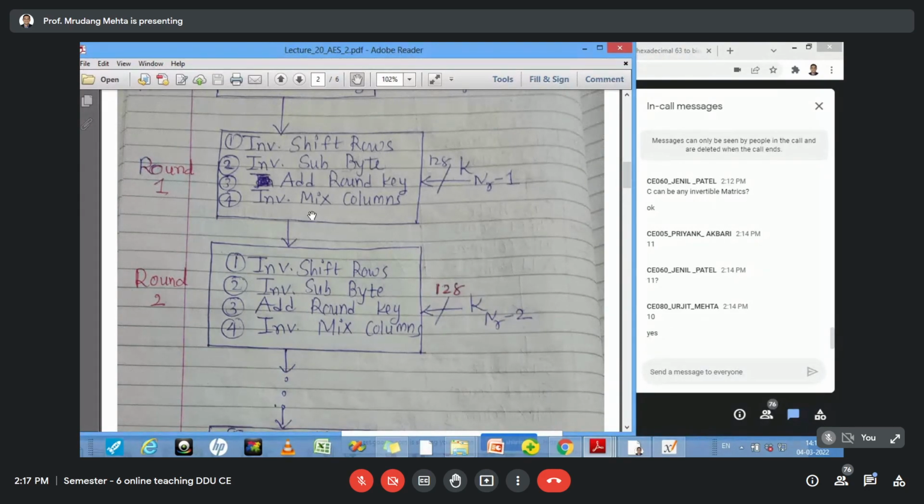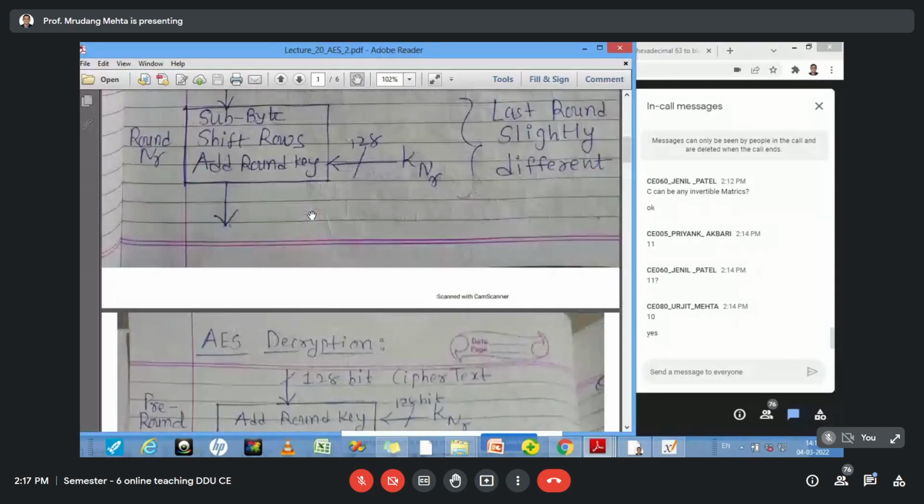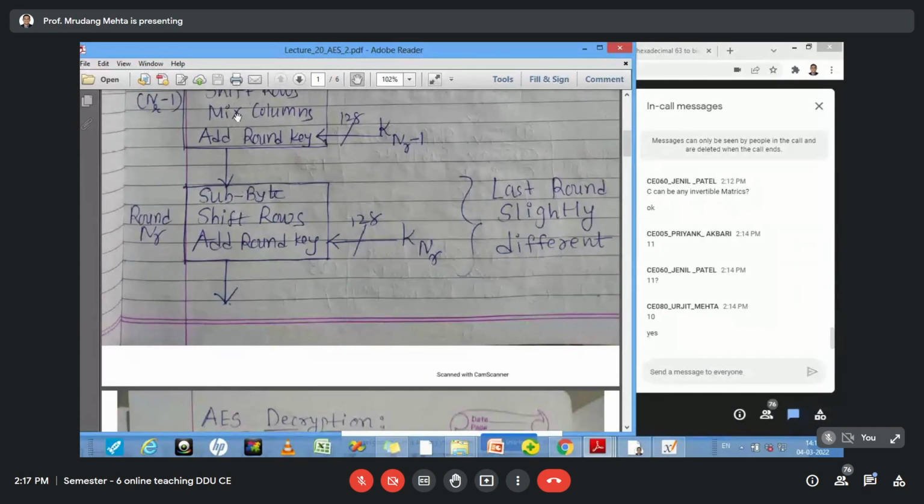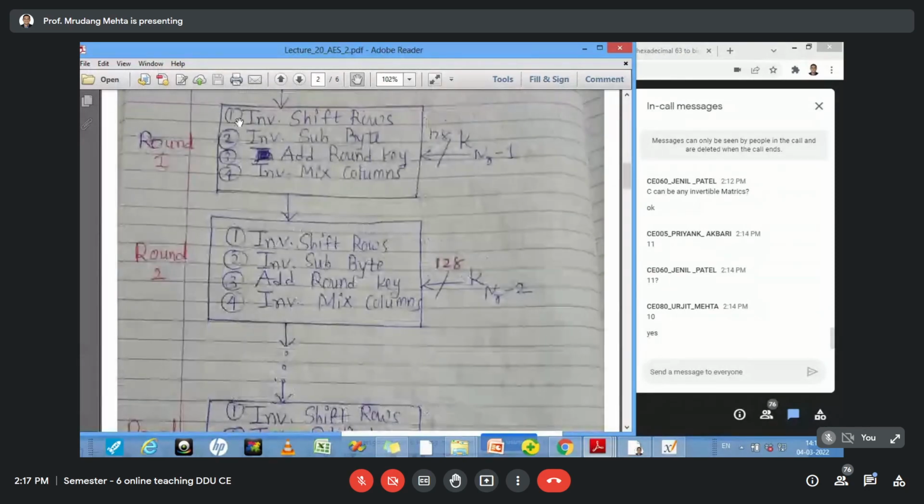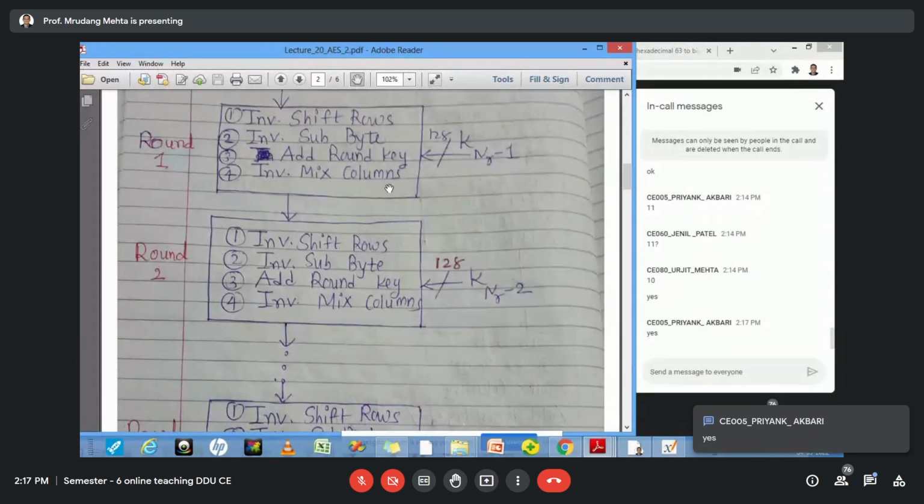Decryption process: it is the reverse. We are going in the reverse order. So this becomes our pre-round. These two plus these two, but in reverse, so inverse. But the key is KNR minus 1. So round 1 of decryption has key KNR minus 1. Understood? Others? Okay. So the second round is the same.